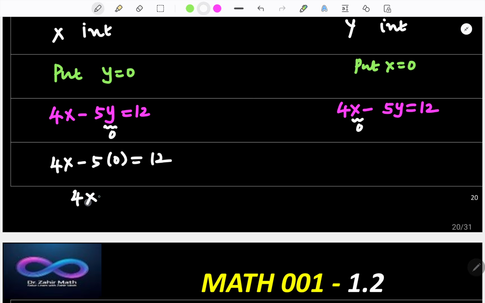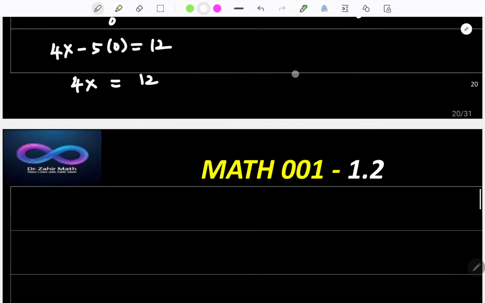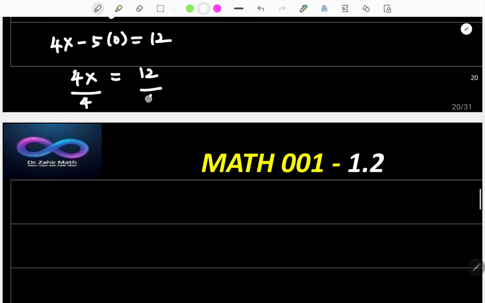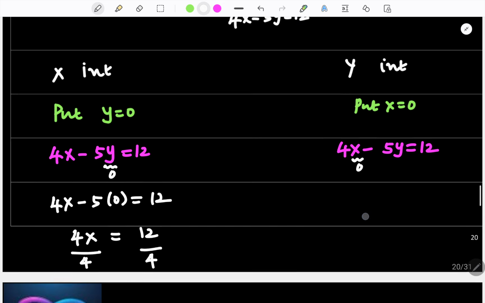So 4x is equal to 12. What are we going to do? We are going to divide by 4. So x equals 12 by 4, which is 3. Now let's go here. When I put x as 0, I get 0 minus 5 times y, so minus 5y is equal to 12.